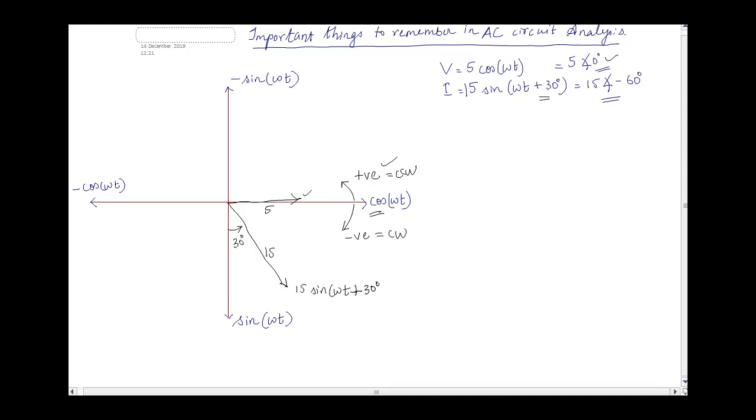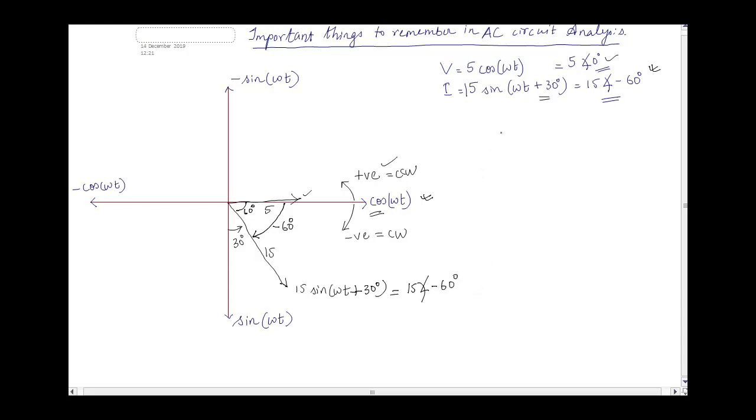Now this one can be written with respect to cos omega t, because I told you, always the angle that we are going to write here should be written with respect to cos omega t. So this vector is, since this is angle 30 degree, this should be 60 degrees. So this is in clockwise direction, which is negative. So this is minus 60 degree from cos omega t. So we can write this as 15 with an angle of minus 60 degree.